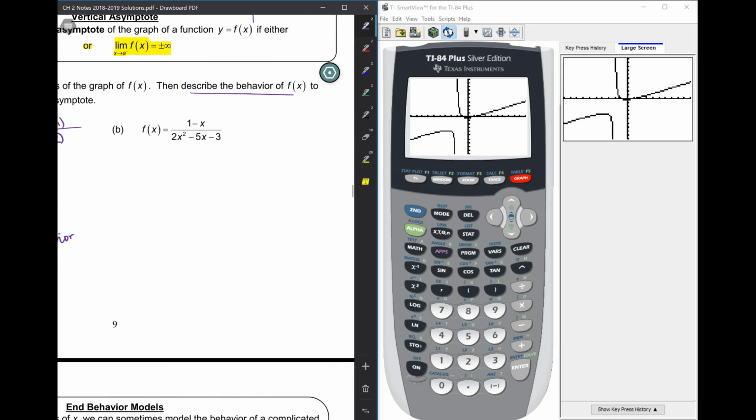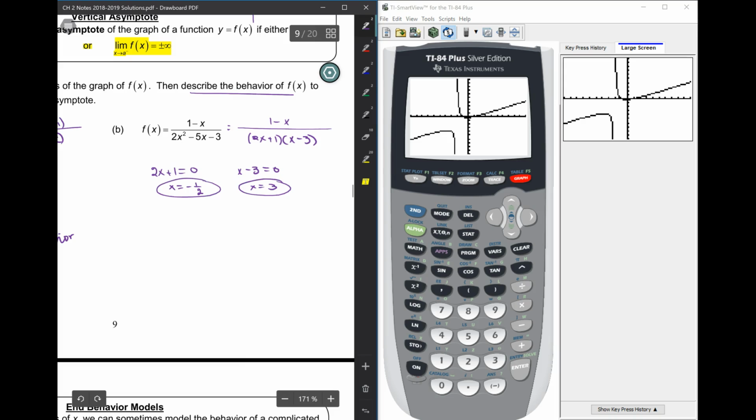Okay, does this factor? 2x plus 1, x minus 3. None of those cancel. So I have two asymptotes. 2x plus 1 equals 0. X is -1/2. And at x equals 3. So two vertical asymptotes.